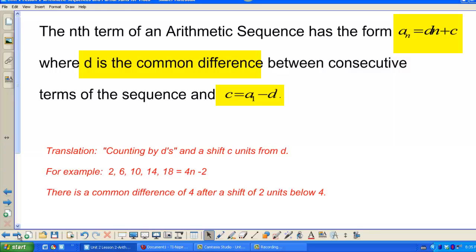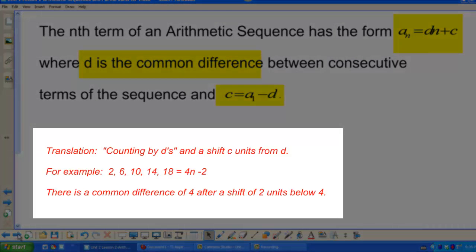So to translate, you're counting by D's, by that common difference. And you begin by shifting C units from D. So for example, if I have 2, 6, 10, 14, and 18, it's a common difference of adding 4.